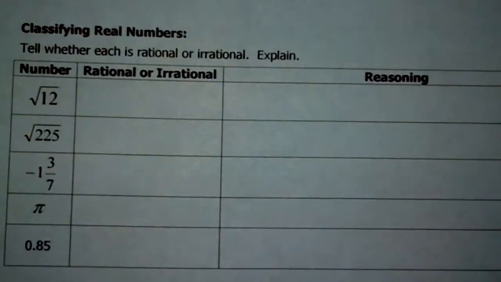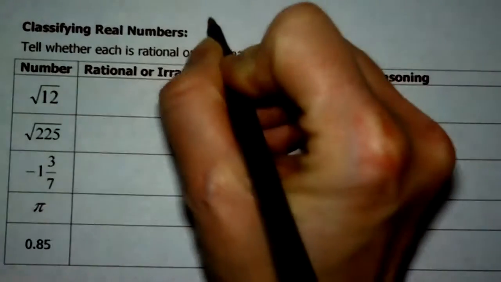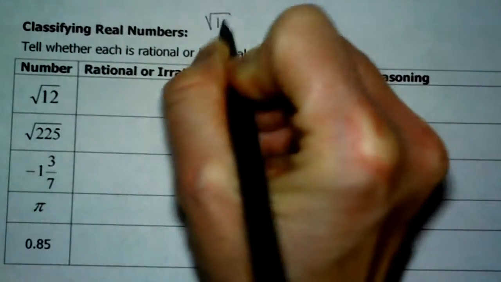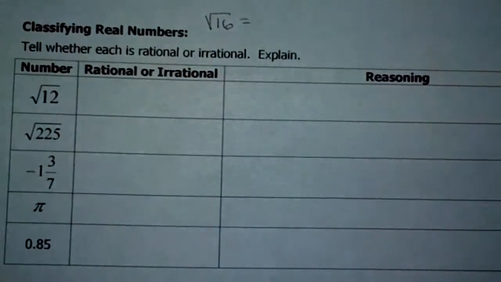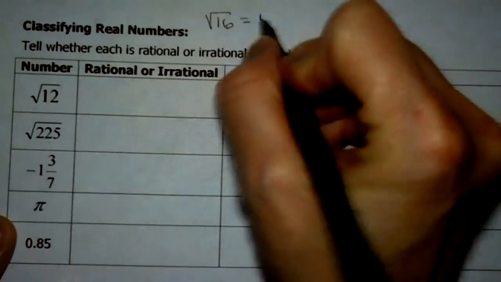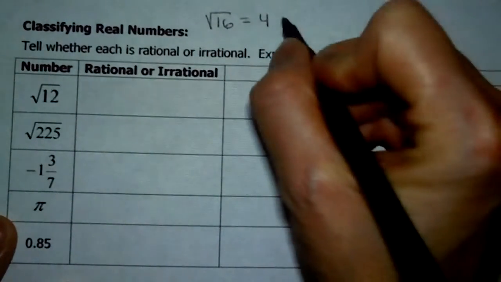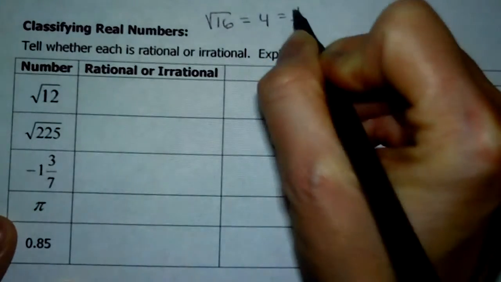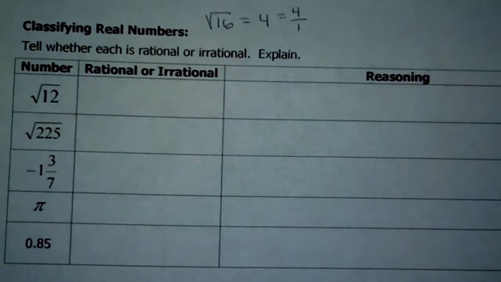I have the square root of 12. And I ask, is it rational or irrational? Well, if you have a perfect root, it's going to be rational. So you have to decide, is the square root of 12 a perfect root? And just one little side note here, an example of a perfect root is the square root of 16, right? The square root of 16 is 4, and I can write 4 as 4 over 1. And 4 and 1 are both integers, right? So if it can be written as the ratio of two integers, we know that it's rational.